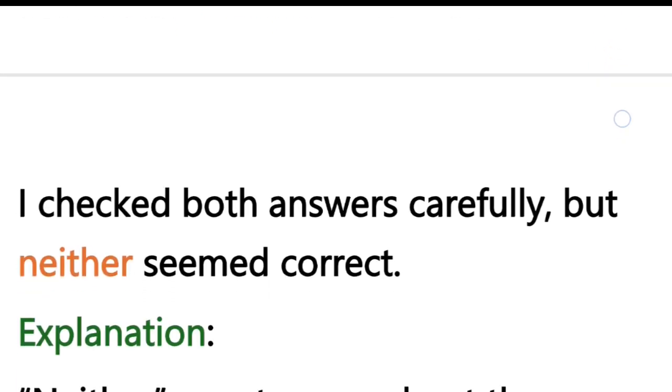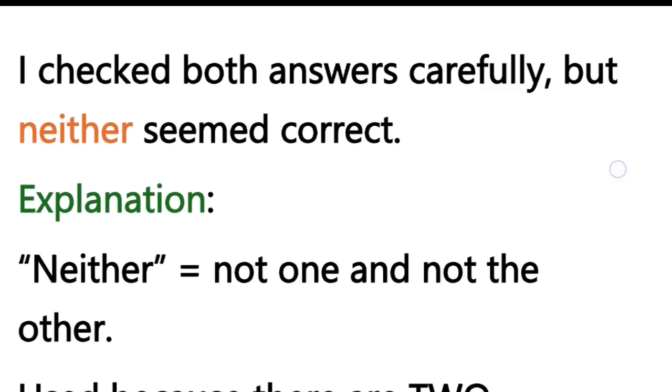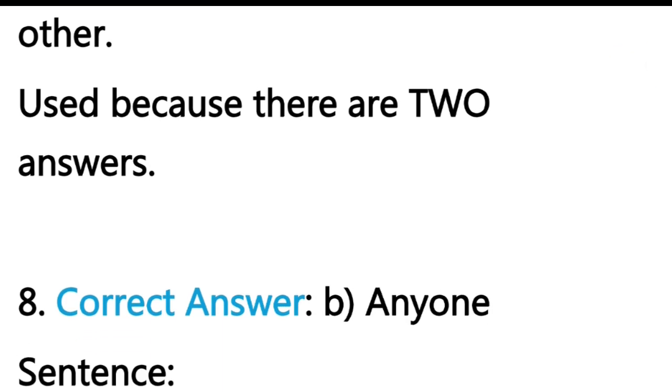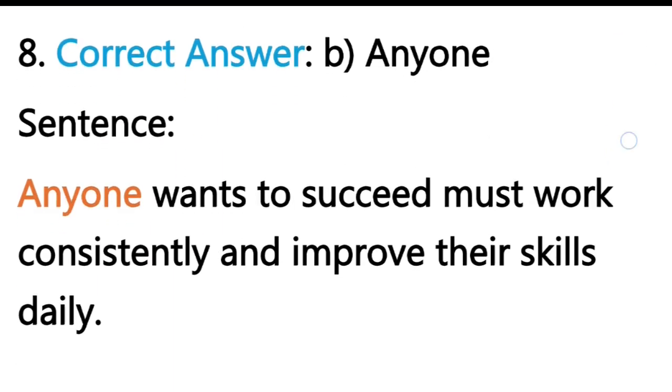Now let's talk about question number 7, which says, I checked both answers carefully, but dash seemed correct. Answer will be, I checked both answers carefully, but neither seemed correct. Means out of the two answers, neither was correct. Neither over here is talking about not one and not the other. Both answers were wrong. It is actually saying that neither was correct. So neither has been used over here. It is used because there are two answers. So that's why we have used neither. We did not like any of the answers.